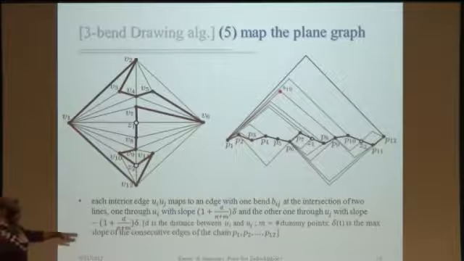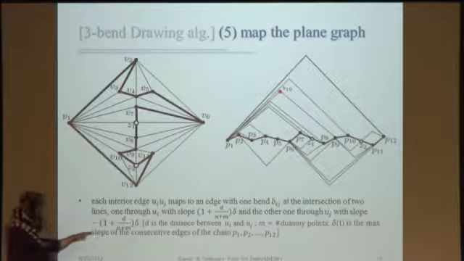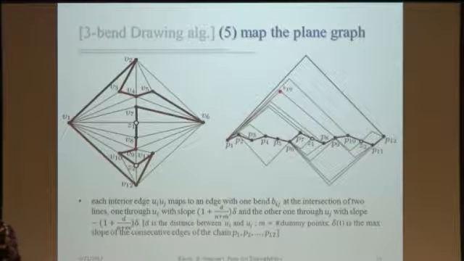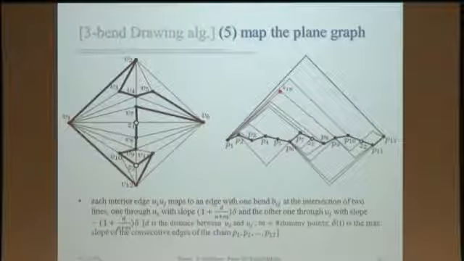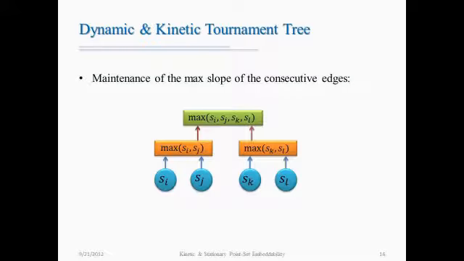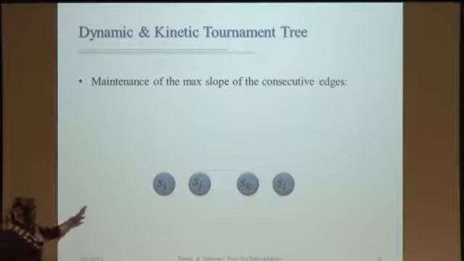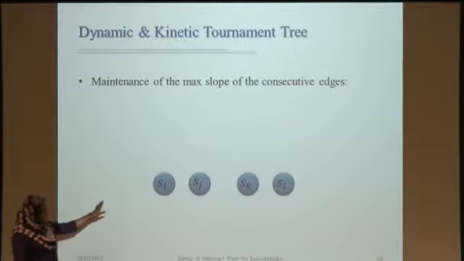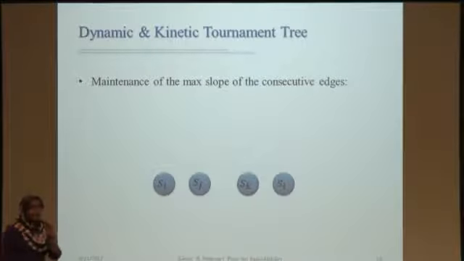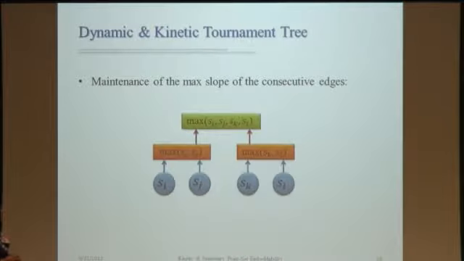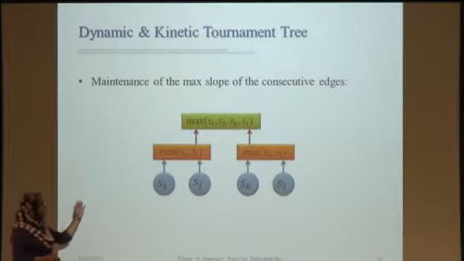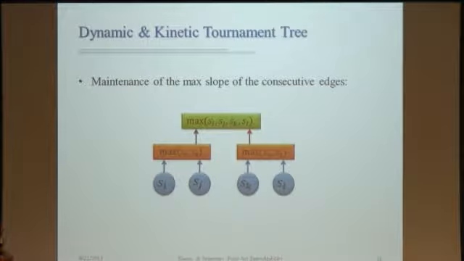So this delta is a function of time, so it changes over time when the points are moving. So how can we keep track of the maximum slope? That's why we need these dynamic and kinetic triangulations. All the leaves contain the slope of each edge on the chain, and it's a binary tree, so the parent gets the maximum of these two, so the root has the maximum of all the slopes.